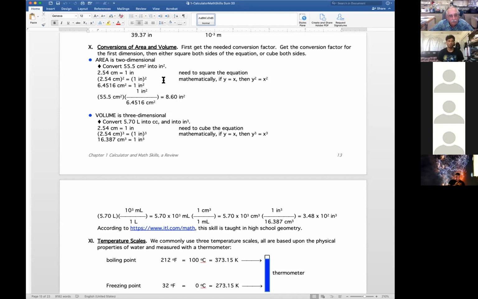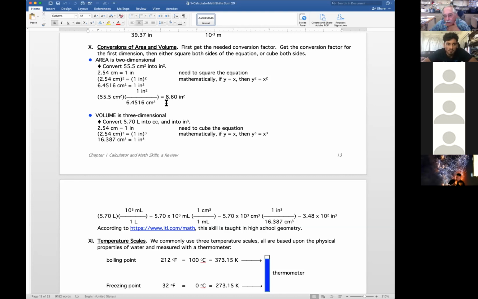Sorry, I wrote this down as a question, but I apparently didn't leave myself a lot of notes. Okay. So mathematically, you're just taking 55.5 and dividing by 6.4516. Okay. And we're not dividing it by the one then?